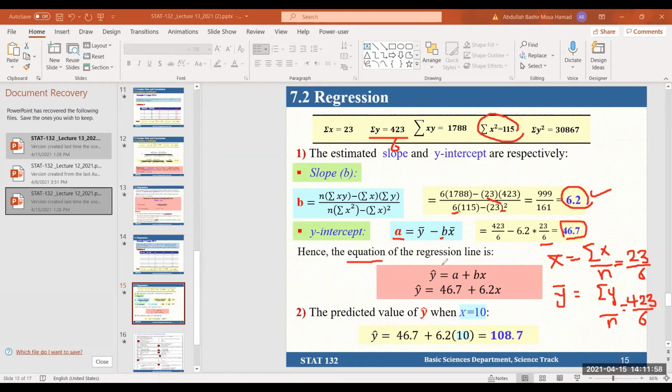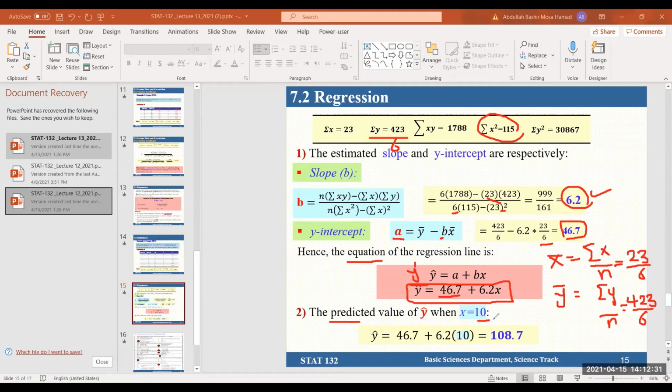Now, estimate the regression equation. We write y dash, y hat. Why do we use hat or dash? Because it is an estimation, not exact. So a plus bx, a is already 46.7, b is 6.2. So this is our estimated regression line. Why do we estimate this? In order to use this to predict the value of y for x.